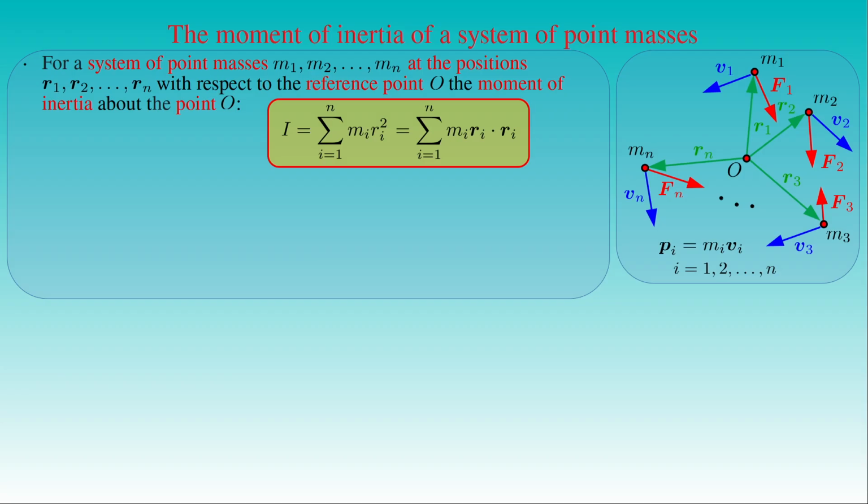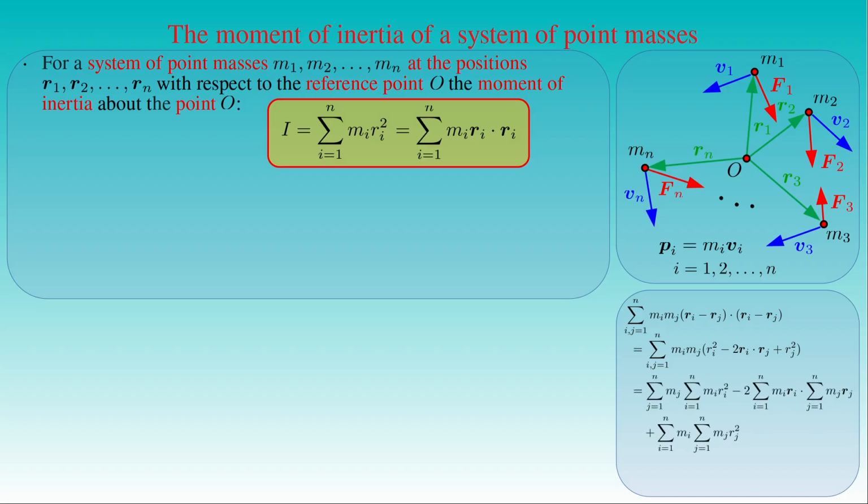We note that the definition of I can be expressed as a function of the distances between the point masses of the system. If we determine the sum of the mass mi times the mass mj times the dot product of the difference between the position vectors Ri and Rj from i and j equal 1 to n. Because the dot product can be written as Ri squared minus 2 times the dot product of Ri and Rj plus Rj squared, we can express the right-hand side as three terms containing double sums. The first term is given by the sum of mj from j equals 1 to n, times the sum of mi times Ri squared from i equals 1 to n, whereas the second term is equal to minus 2 times the dot product of two sums.